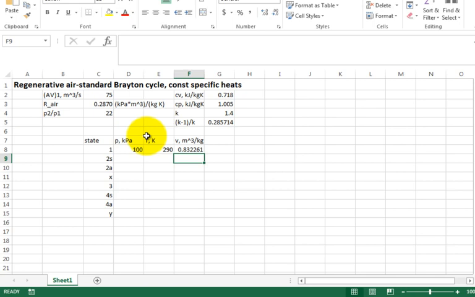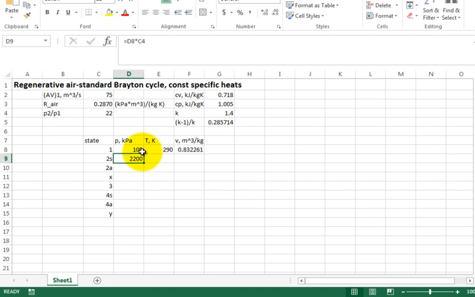Okay, now we come over here and say, let's finish out our pressure column. That's often the easiest thing to do. So, what is my pressure at 2S? It's 1 times my pressure ratio. And there you go. Let's say they changed the problem and said, oh no, the pressure at state 1 is not 100, it's 90. Well, it just updated the calculation, didn't it? It updated this cell as well as that cell. That's the beauty of Excel.